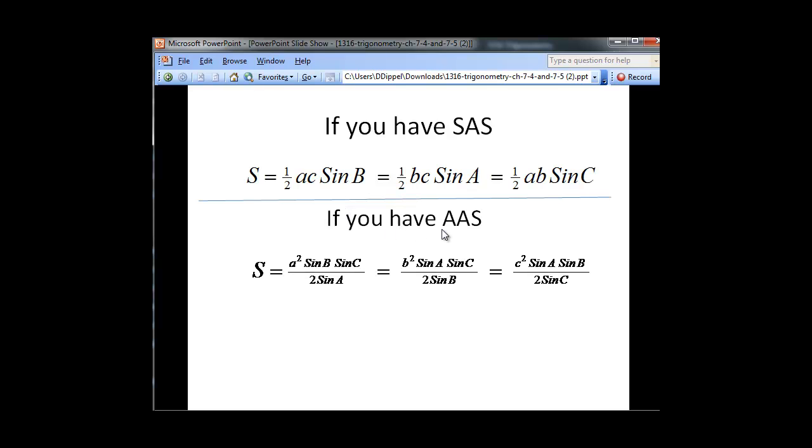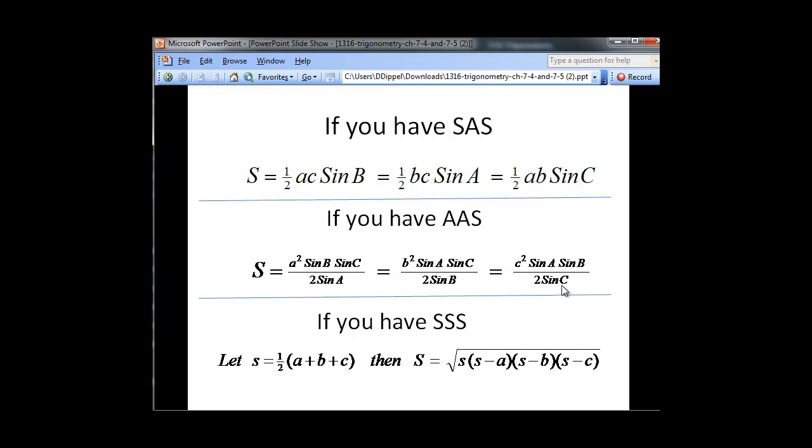Okay, if you have two angles and a side not in between them, then the formula is A squared, if A is your side, sine of B sine of C divided by 2 sine of A. And again, once you have two angles you can find the third, so all the angles are known and the side is known, and you can just type the numbers in. If you know a side and two angles, you can rearrange that. Now you'll notice if A is the side, the angle A goes on the bottom. If B is the side, angle B goes on the bottom. And if C is the side, angle C goes on the bottom.